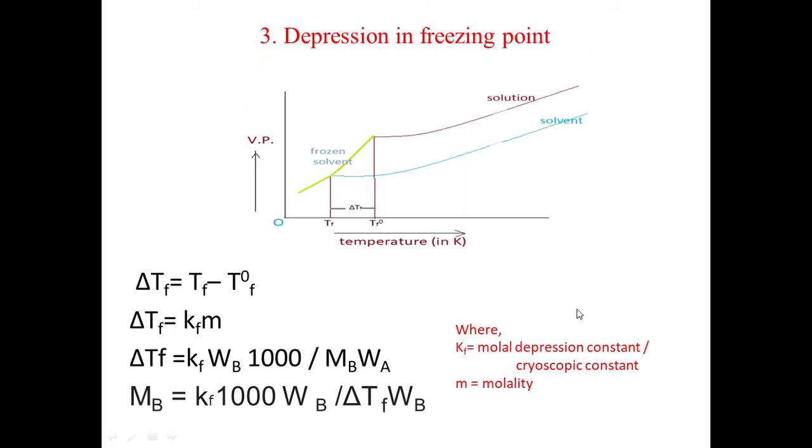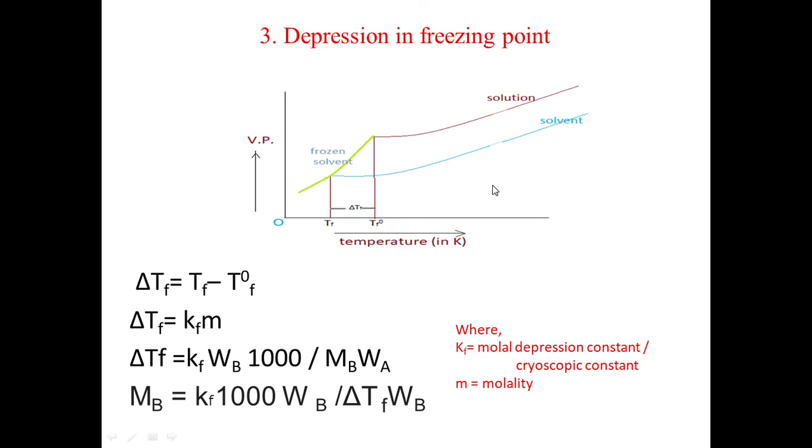Come to the next, that is depression in freezing point. So the freezing point of a solvent can be increased or decreased artificially by adding some solute in it. You all have had kulfis. Kulfis are made by lowering down the freezing point of that ice or that water. You can see here, the kulfi maker uses this colligative property to achieve a hard and cold kulfi.